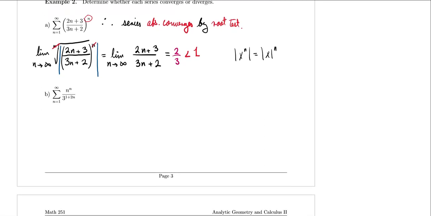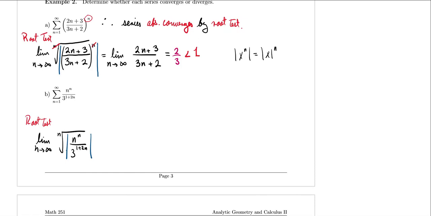All right, so I'm applying the root test, and I guess I should have mentioned it here. And there we go. So we're going to have here the root test. I'm going to go ahead and take the limit as n approaches infinity for the nth root of the absolute value of n to the n all over 3 to the 1 plus 2n.